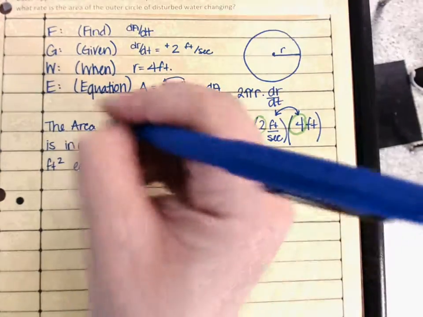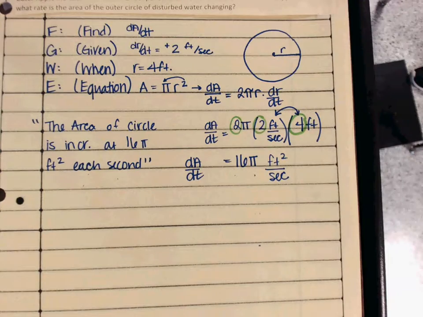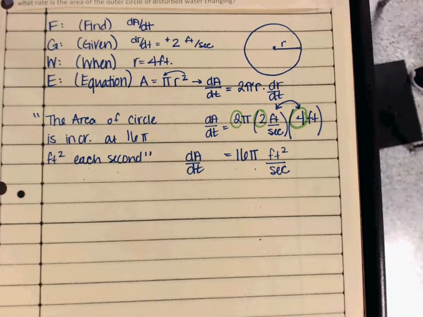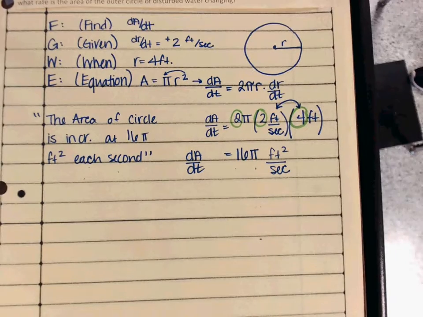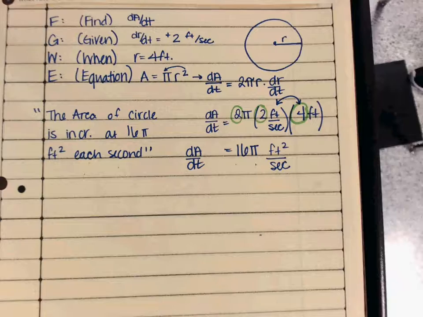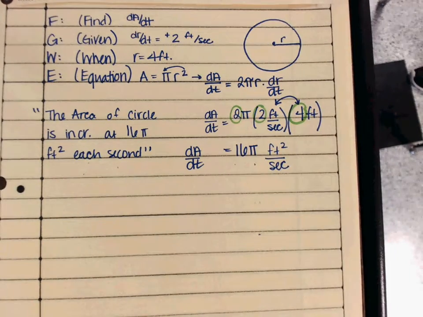You do not need to write this out again. Just since we're kind of starting off, I'm trying to connect the dots here. So that's what that means, is that the area of the circle is increasing at 16 pi feet squared each second. Now, on your homework, you don't have to write that sentence. That's just for right now to help you understand what you're finding.